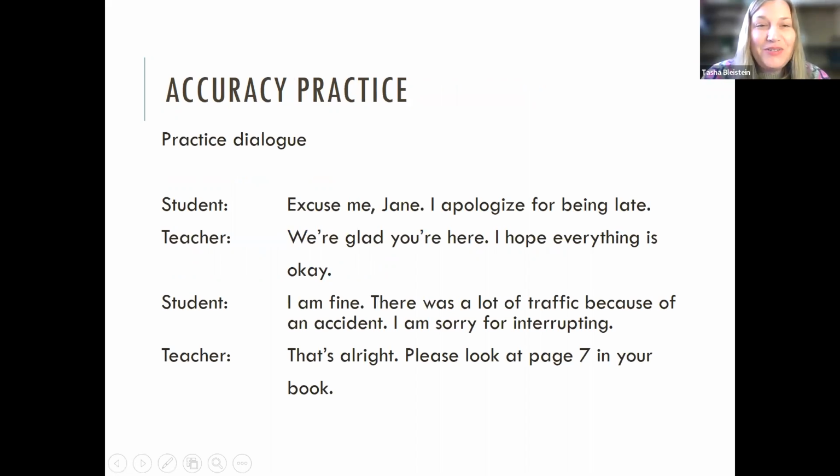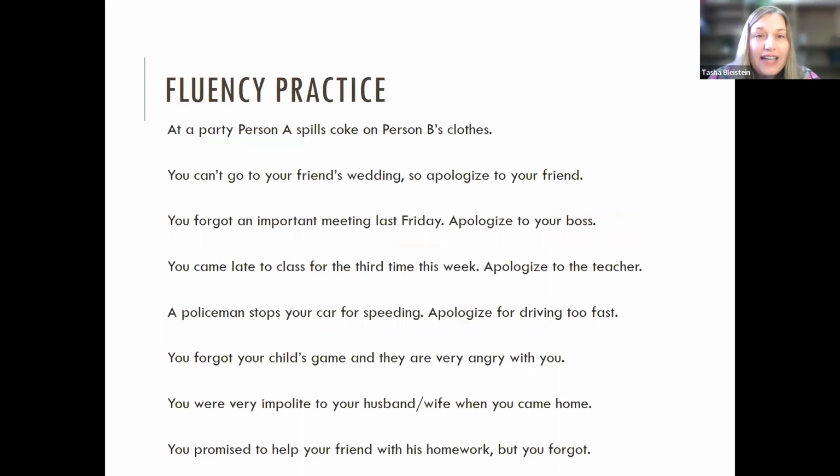So then we could get into accuracy practice. We could practice a dialogue, and you can write your own dialogue. Maybe you're tired of your students coming late, so you write this dialogue and you have them practice it. Or maybe this is too complex for your learners, so you change it. We could repeat it as a class together, then they could practice it with a partner. And again, all of the vocabulary and the grammar is there and they're practicing it. So that's accuracy practice. And then our next step could be fluency practice.